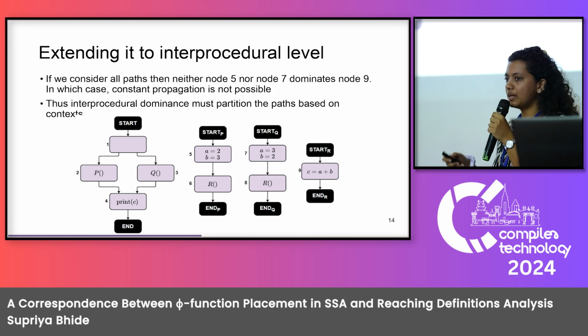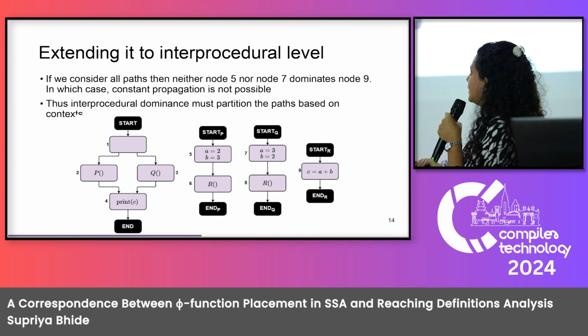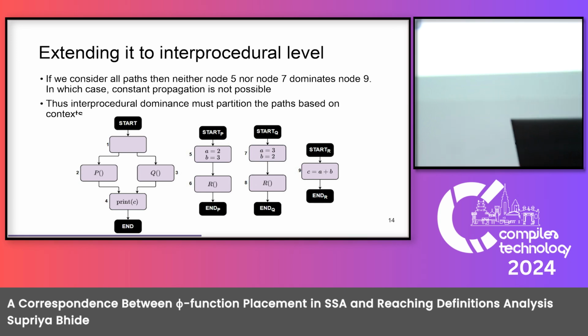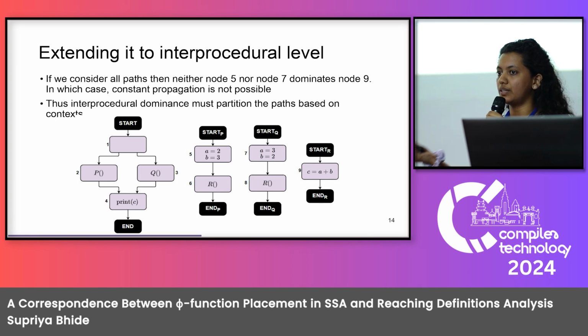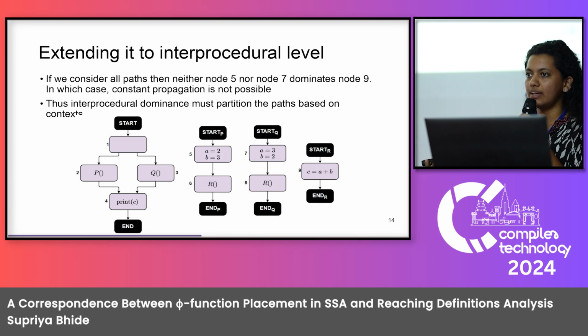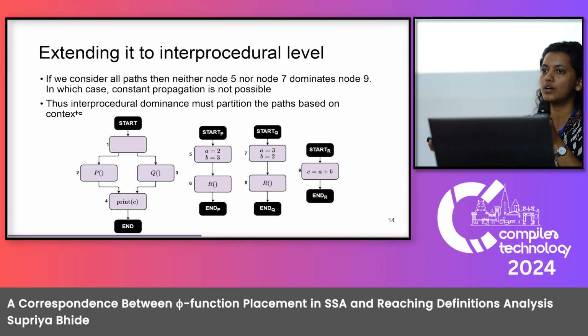So, going back to our problem, if we consider all paths without considering context and partitioning them based on the context, we would have to conclude that neither node 5 nor node 7 dominate node 9. And in this case, constant propagation would not be possible. And thus, we would miss out on a very important optimization. And hence, we must partition the paths based on context.